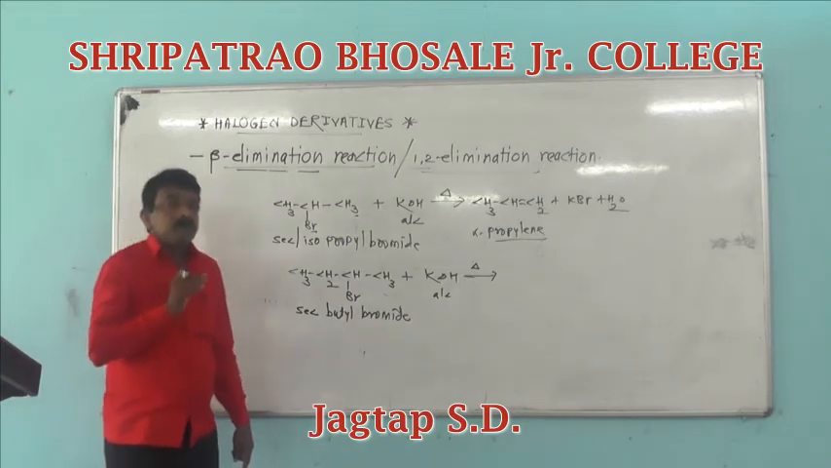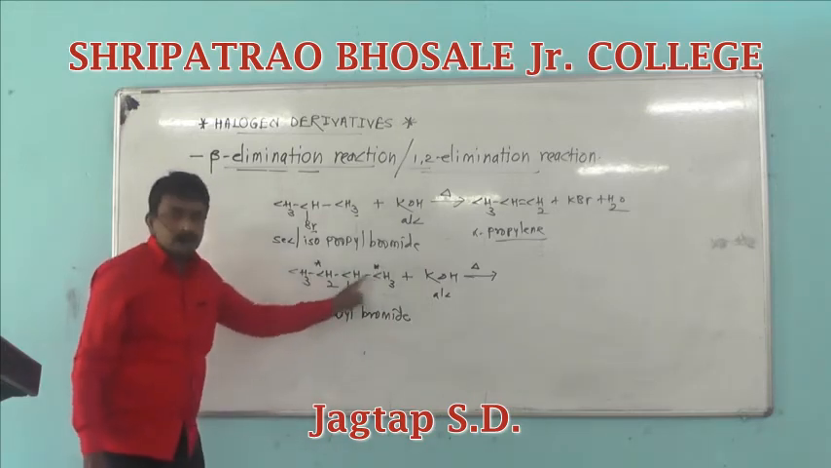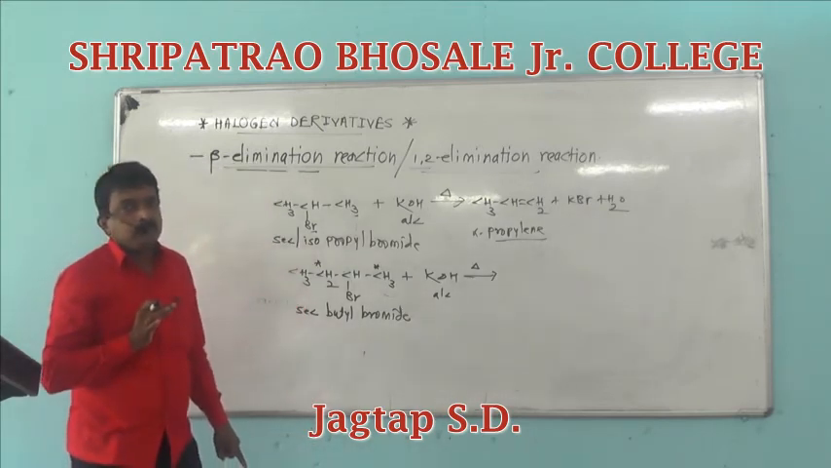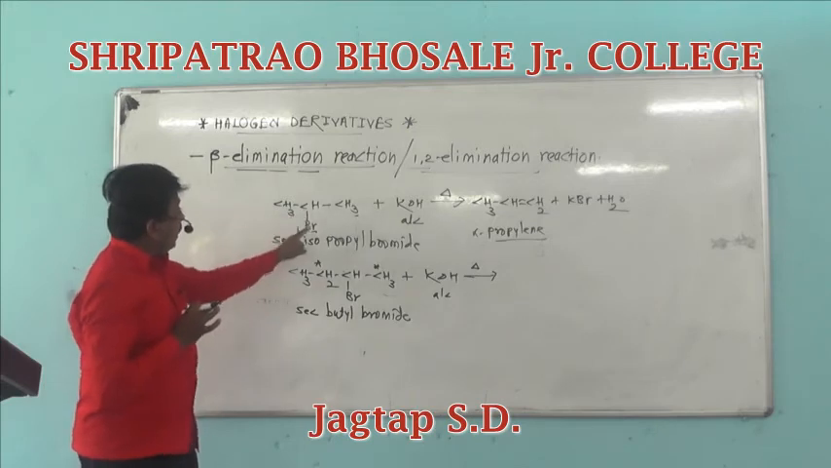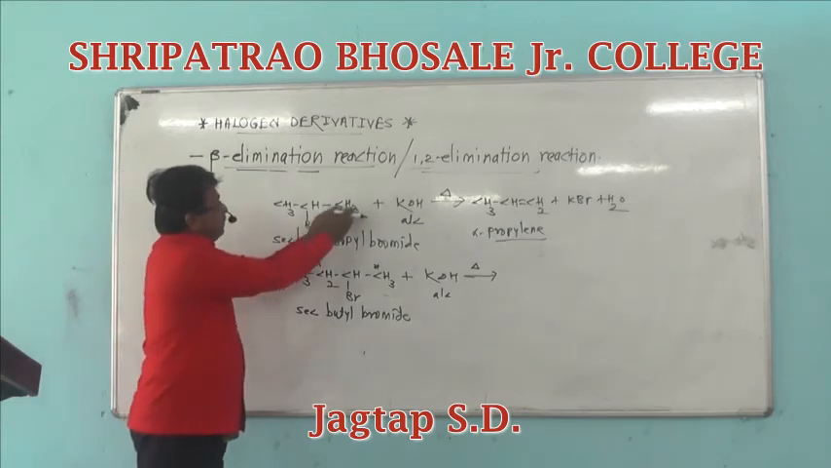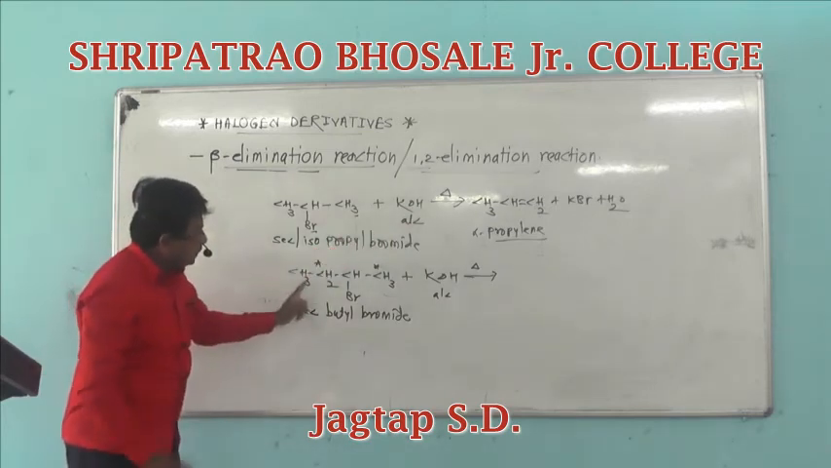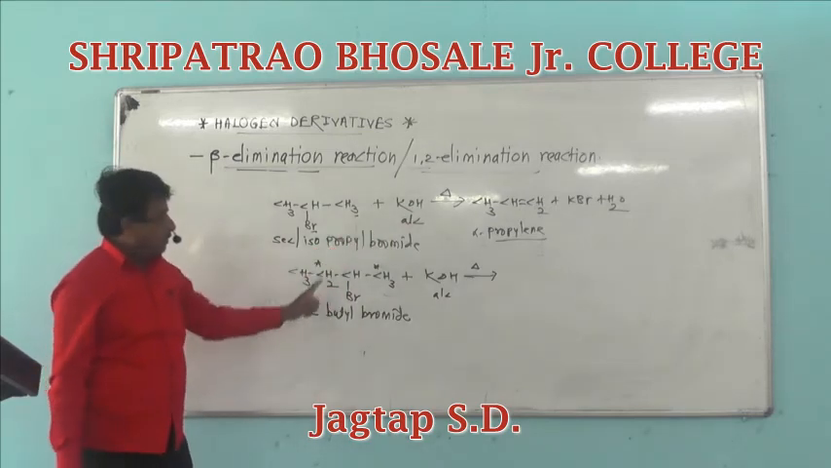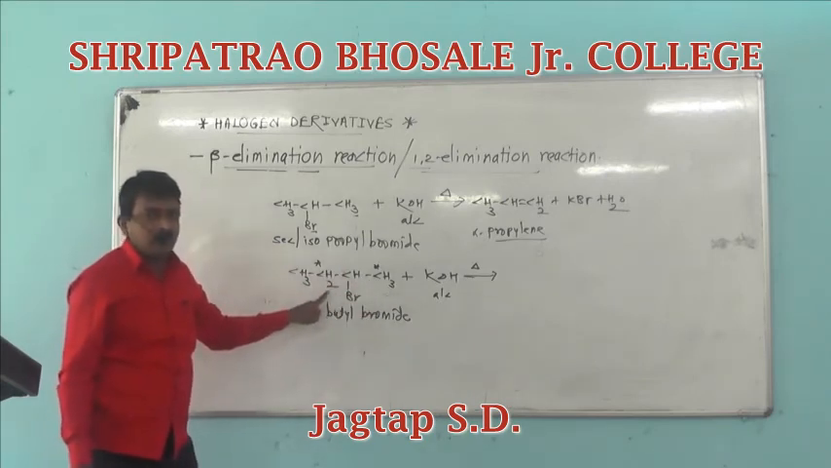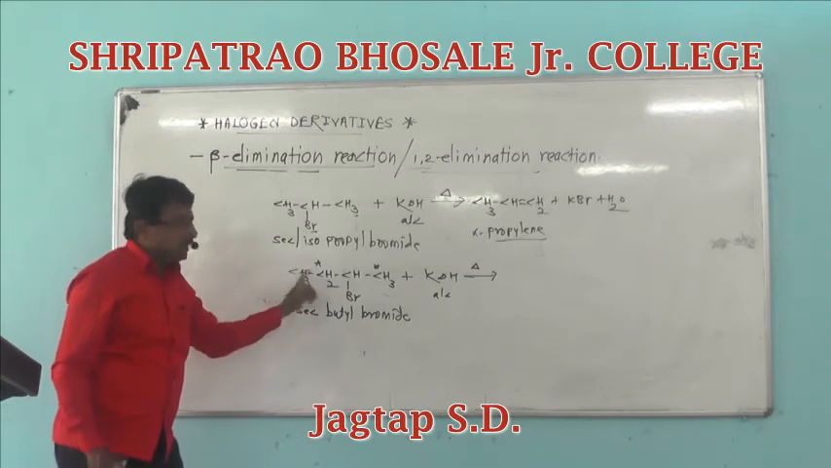But here adjacent carbon atom contains different number of hydrogen atoms. In the previous case, adjacent carbon contains same number of hydrogen. So elimination takes place from C1 or from C3. Product may be same. But in case of secondary butyl bromide, the adjacent carbon atom contains different number of hydrogen atom. Here carbon atom contains 3 hydrogen atoms. Here carbon contains 2 hydrogen atoms.